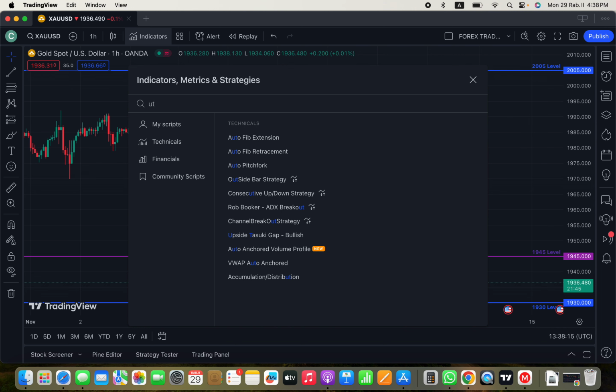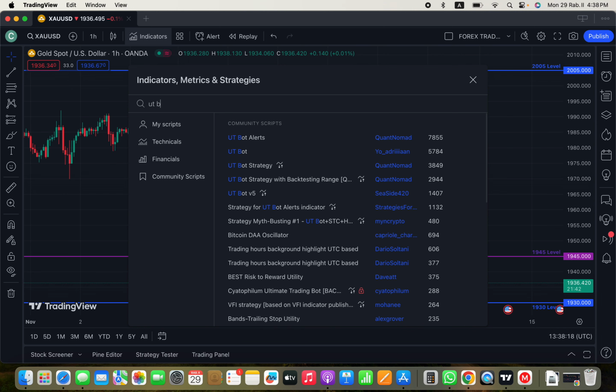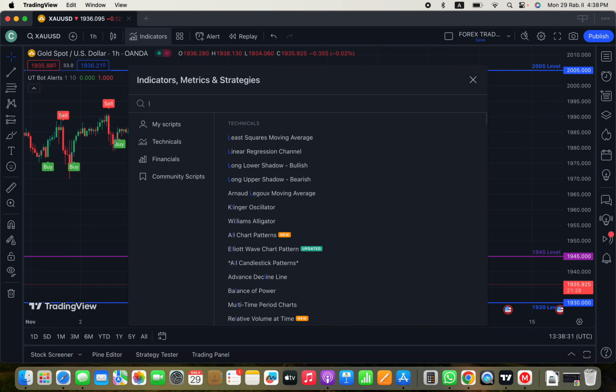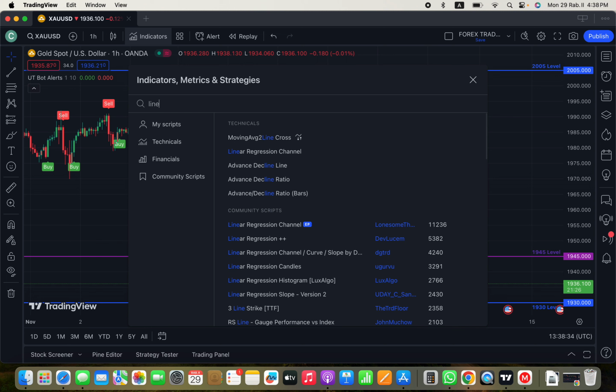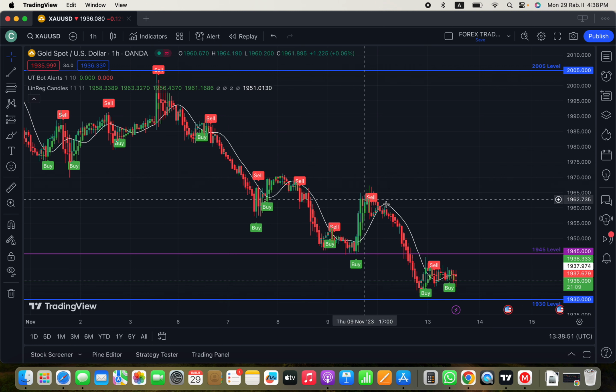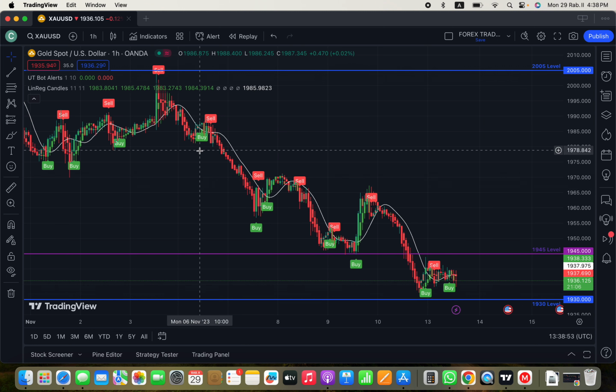The indicator is called the UT Bot Alert. You go to your indicators and search for UT Bot Alert by QuantNomad. So you add it, then you search for your linear regression candles by Ugurvu. You add it. Immediately you add it, you see your sell and buy signals popping up and a line.